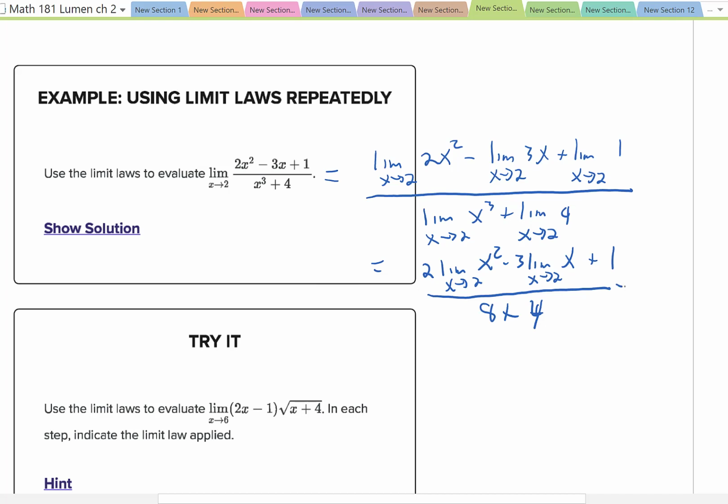Okay, so what does that give us? So it's 2 times 4 minus 3 times 2 plus the 1, over 12. 2 times 4 is 8 minus 6. So 8 minus 6 is 2, plus 1 is 3. So I get 3/12. So what do you get out of that?